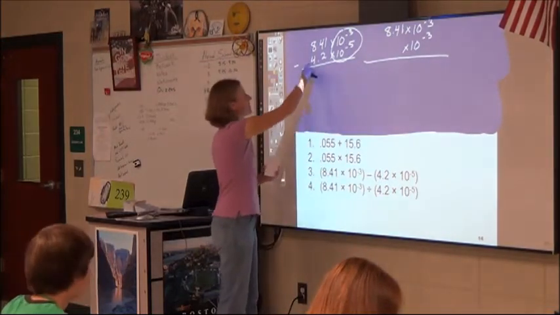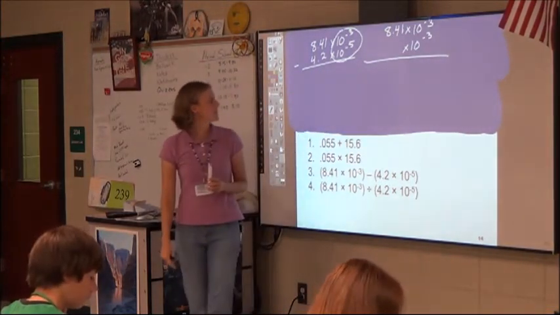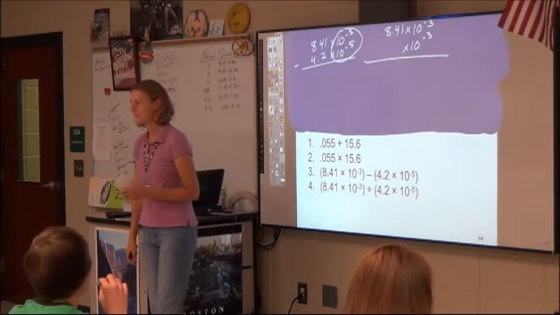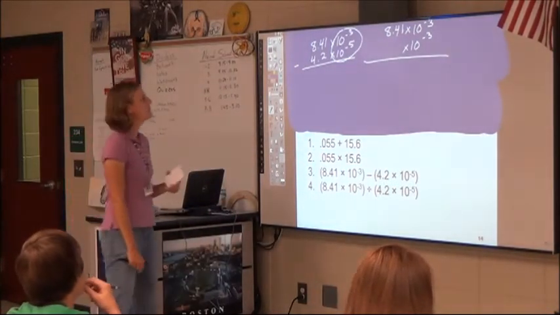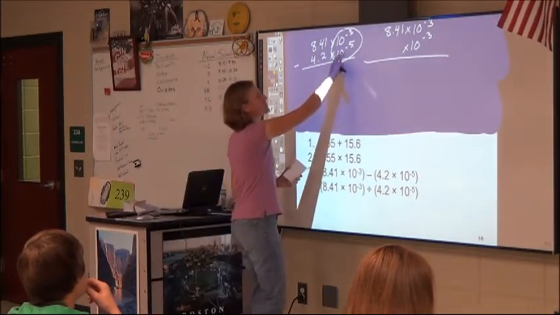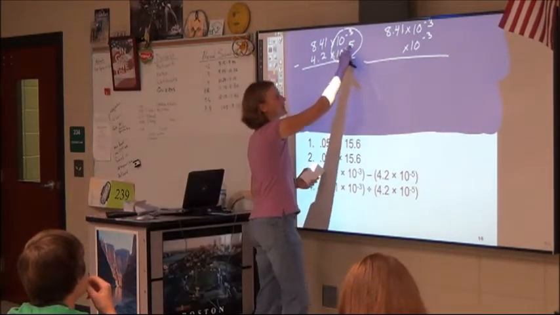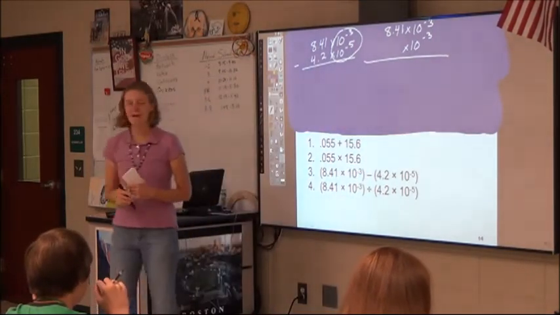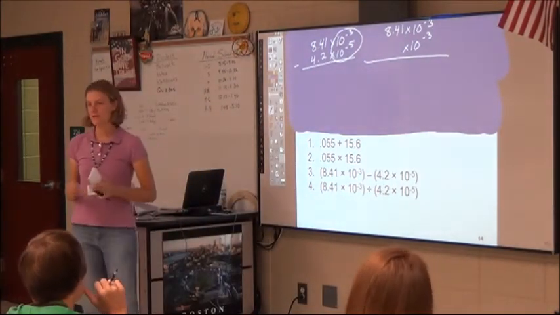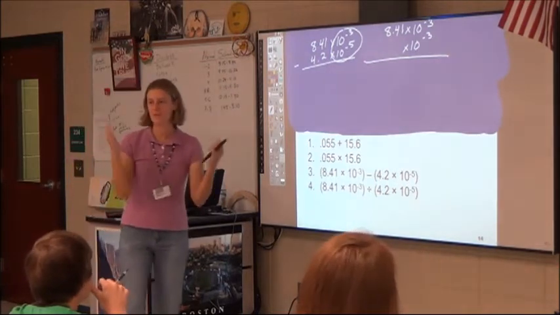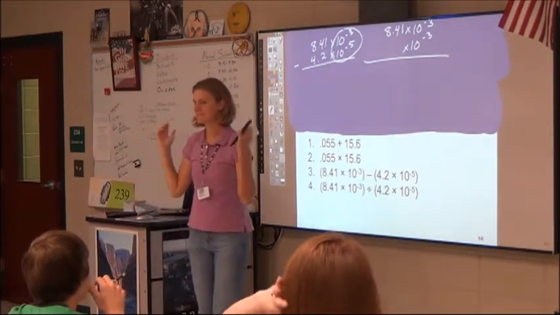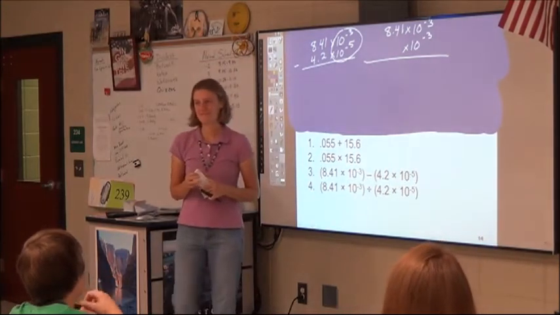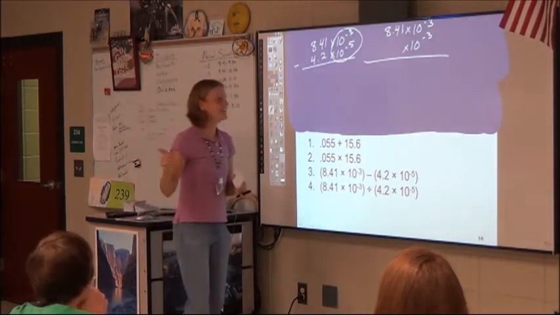And I'm going to change my 4.2 to be something times 10 to the negative 3, but I still want to represent the same number. So if I am changing my exponent by 2, negative 5 to negative 3, changing it by a factor of 2, I've got to move my decimal place 2 times. But which way? To the left. To the left. To the right.